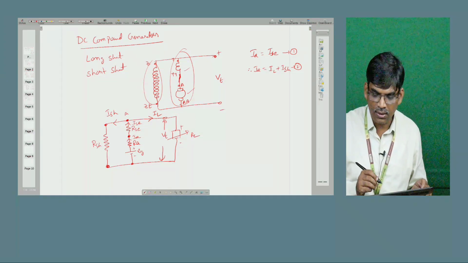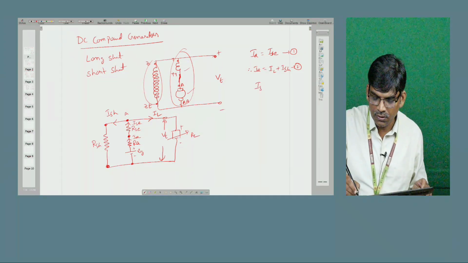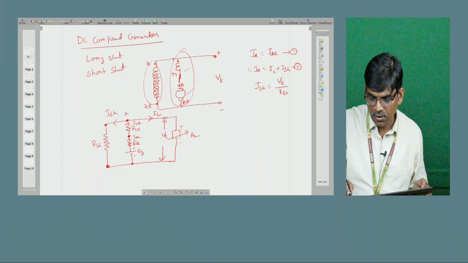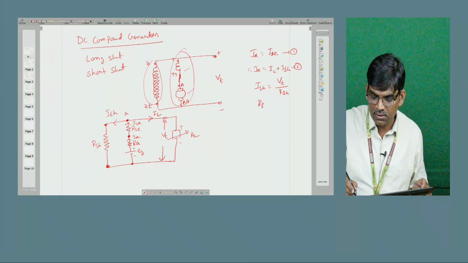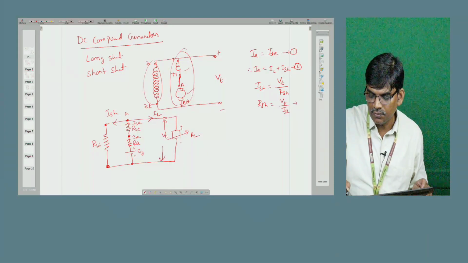So how to calculate the ISH value? Here ISH is equal to the terminal voltage VT by RSH, or otherwise, once you know ISH and VT, you can find RSH equal to VT by ISH. This is another equation.